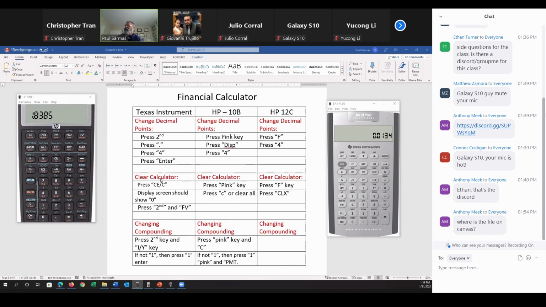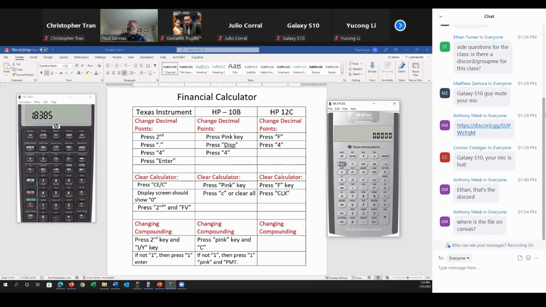First of all, to clear the calculator. Pay attention, this is what you do. For Texas Instruments, you press this key here, CE/C. You see, it makes everything 0. Then you press second and CE/C, and then you press second FV. CE/C, display screen goes to 0, then second key, FV, the future value key. This clears the calculator.